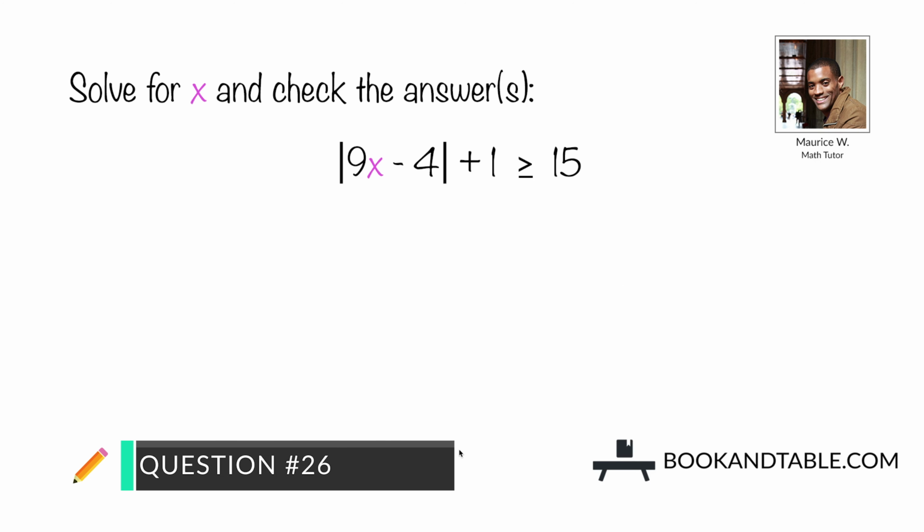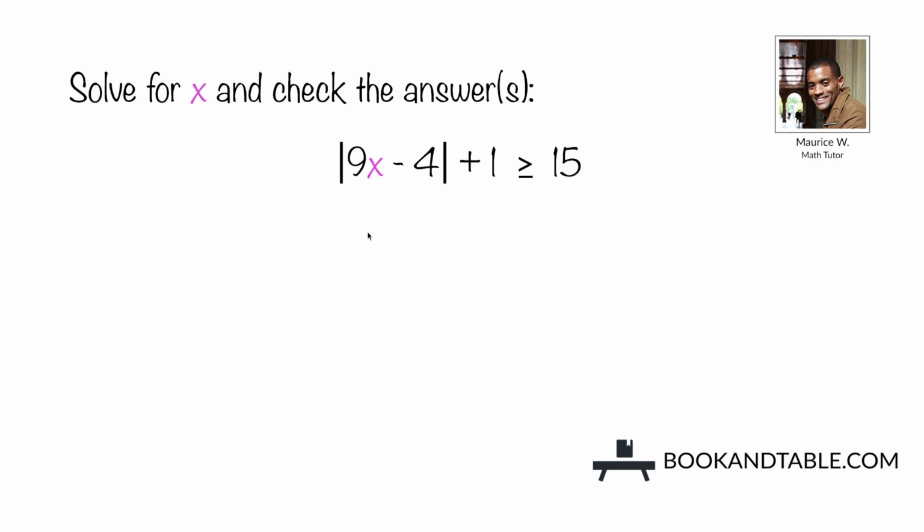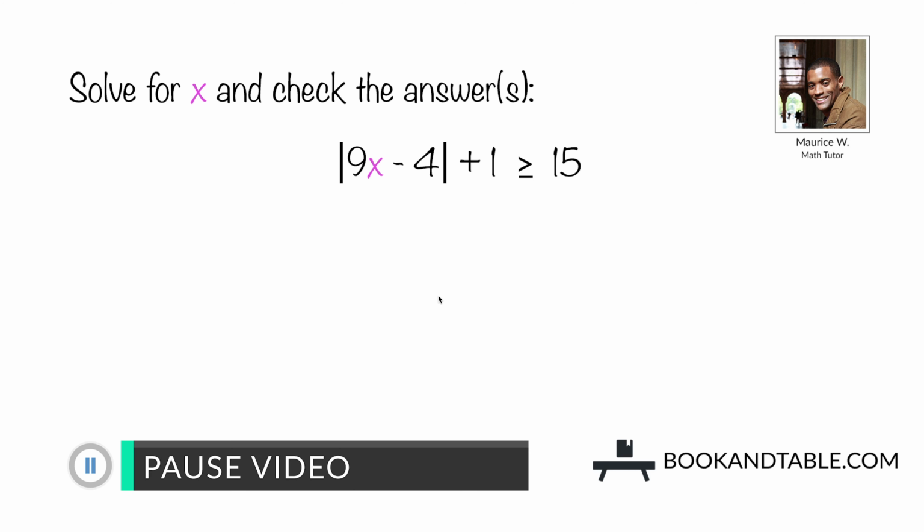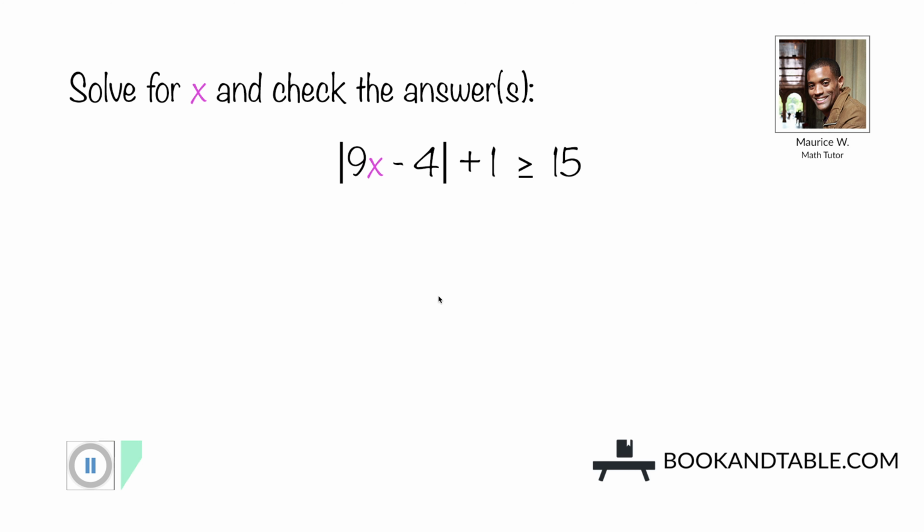Question number 26. Solve for x and check the answers. The absolute value of 9x minus 4, plus 1, is greater than or equal to 15. Pause the video, answer this question, and then press play when you are ready.